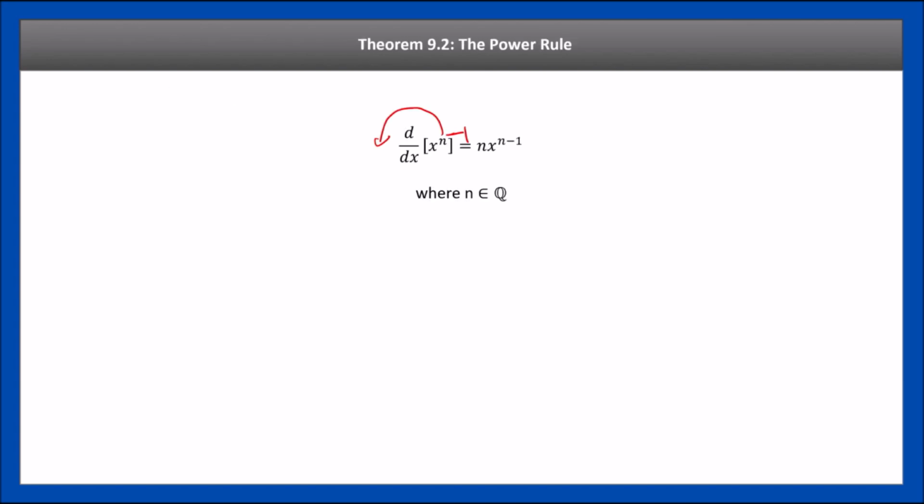So here, let me give you an example of this right here. If I had the derivative with respect to x of x to the 5th power, well, then I'm going to bring the 5 down and subtract 1 from it. So it's going to be 5x to the 4th. That's it. Really, really simple. And I know we did a lot to prove that, but we're not going to need to do that anymore.